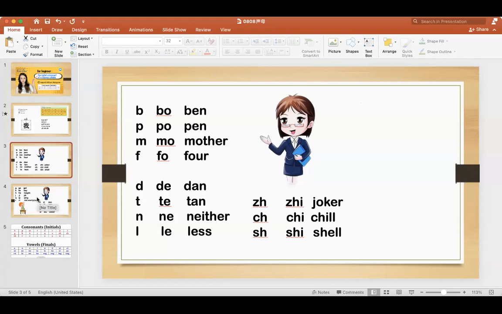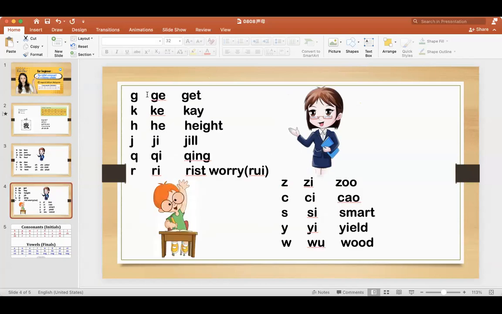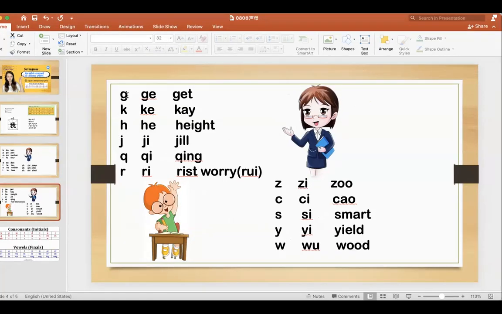Next slide. Do you want to try the next slide? You're perfect in this. Okay, try this slide. 来，跟我读。G. K. H. Yes. G. Ch. R. R. R. Yes. R. Z. No. Oh yeah, this one. Z. S.